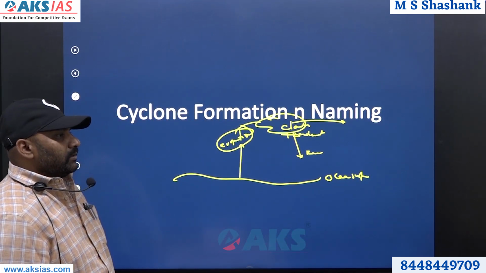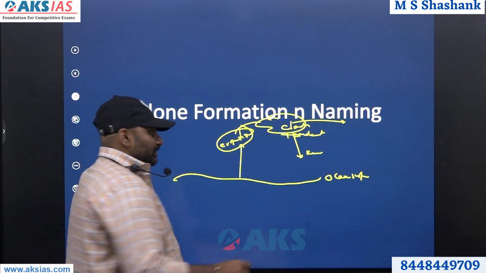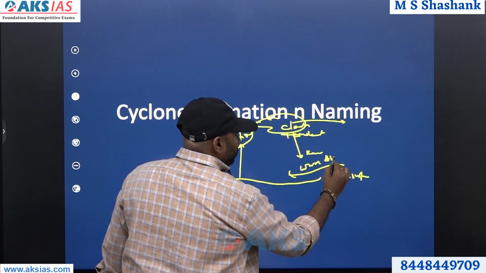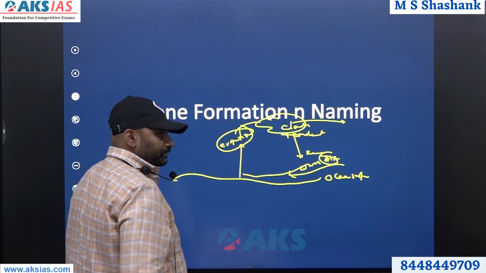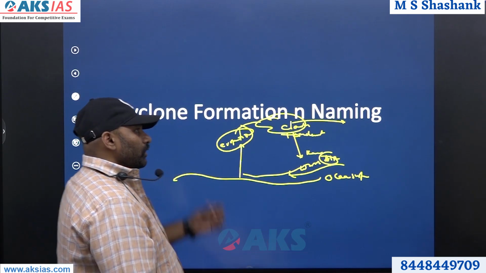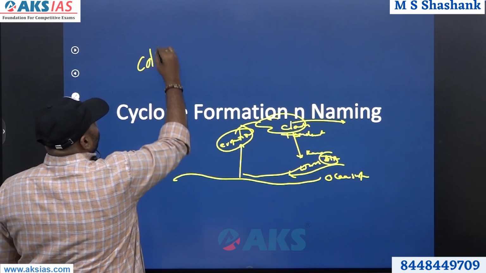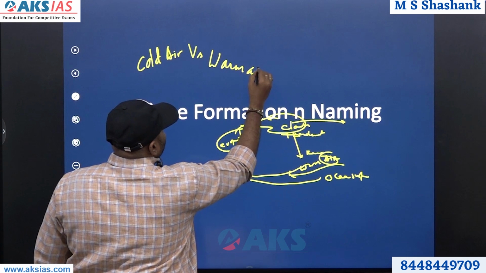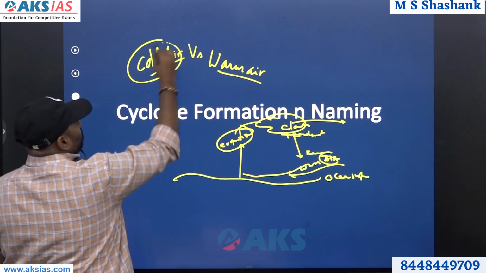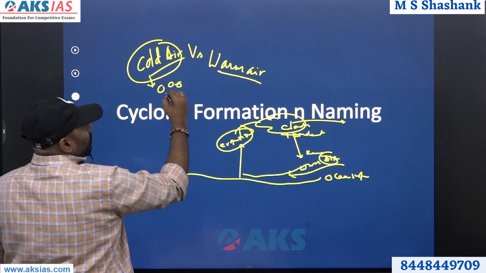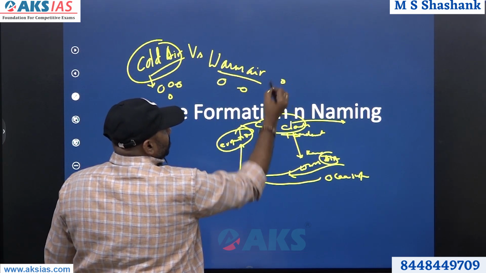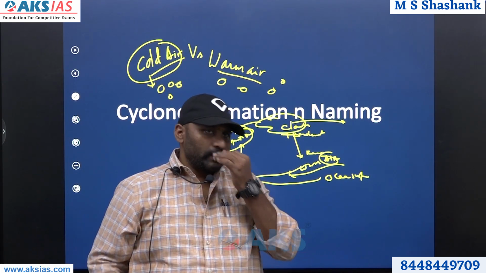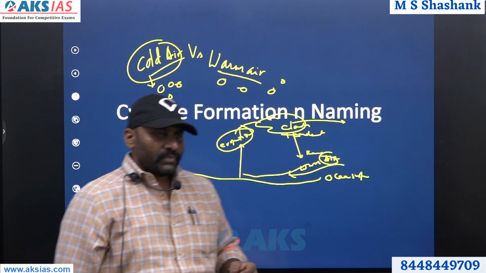That's fine. But what happens during a cyclonic situation is, let's say, warm air flows on the surface. When warm air flows, you remember one thing: cold air versus warm air. Very important. Cold air molecules are a little bit closer. Warm air molecules are far away from each other. So when warm air starts flowing, the gap between molecules increases.